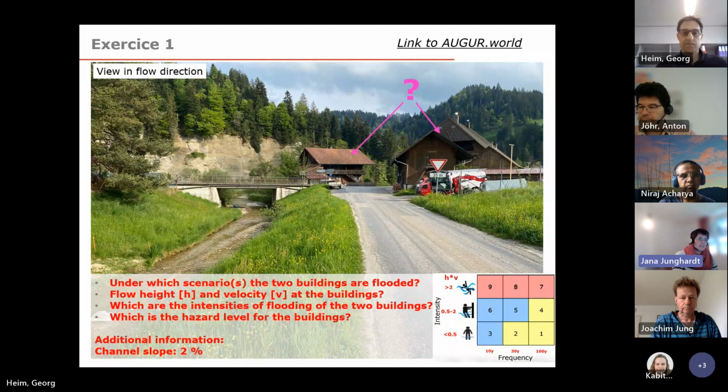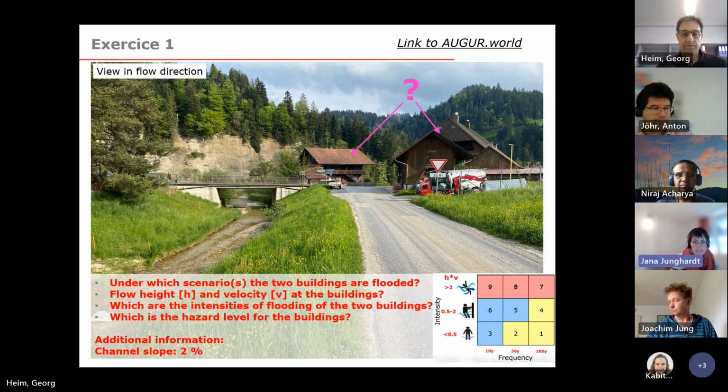And we calculated that there is outflow at 30 and at 100-year events. So 2.3 cubic meters per second and 11.3 cubic meters per second. This is the outflow, exactly. So under which scenarios would they be flooded? Under the 30 and 100-year scenarios.